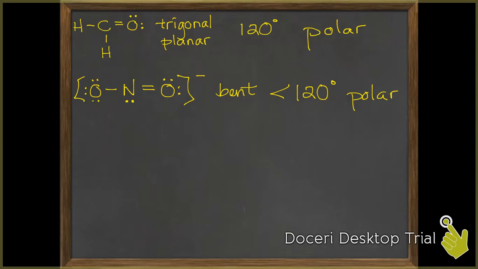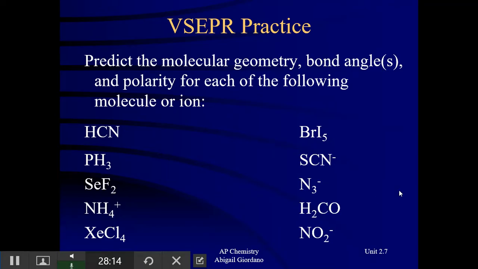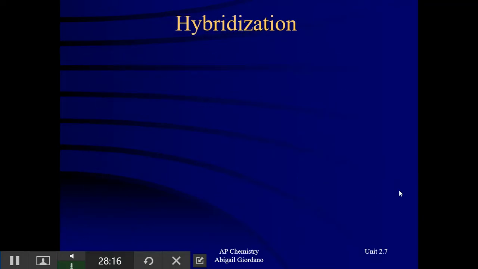So at this point, we've learned how to draw them, learned how to predict shape, angle, polarity. There's one last piece. It's called hybridization. So let's get to it. That's the last piece to this puzzle.